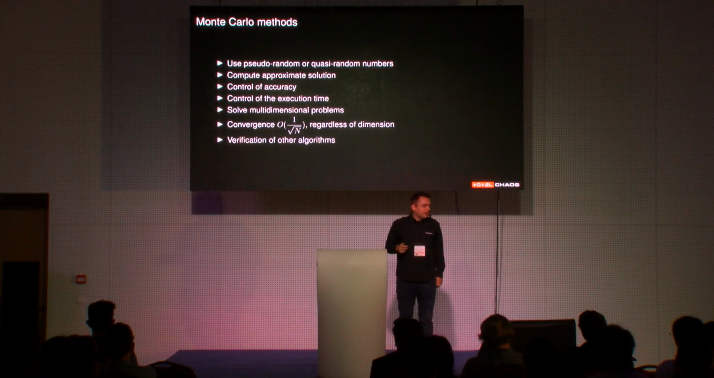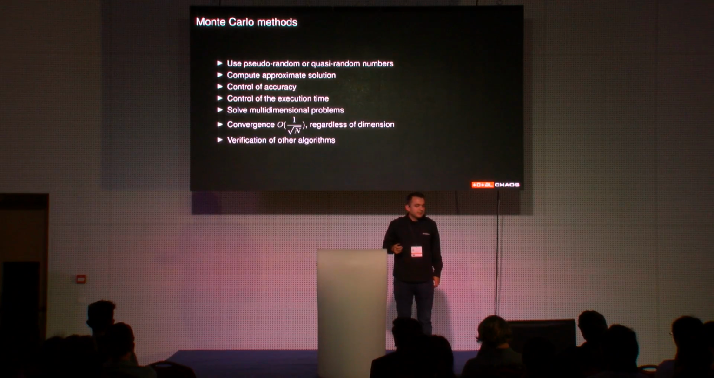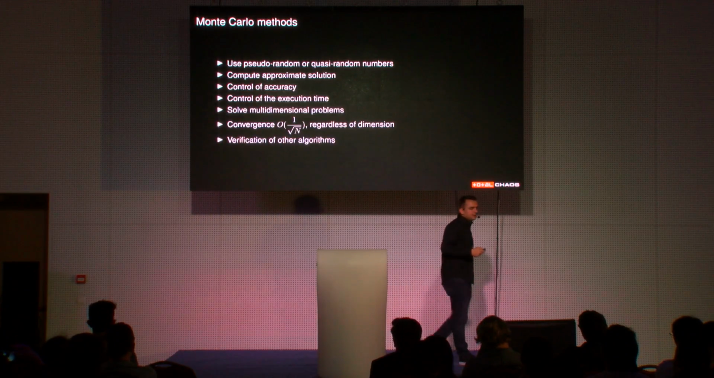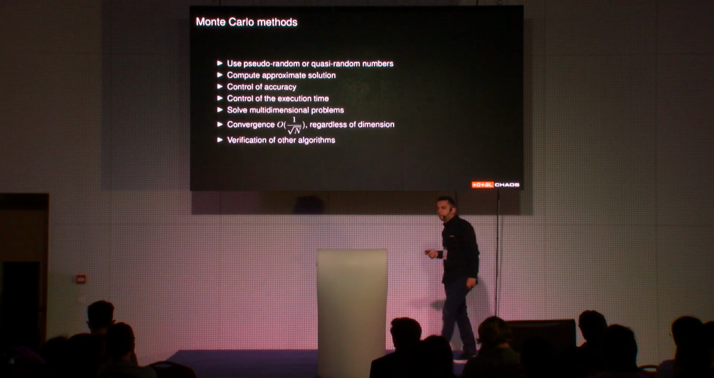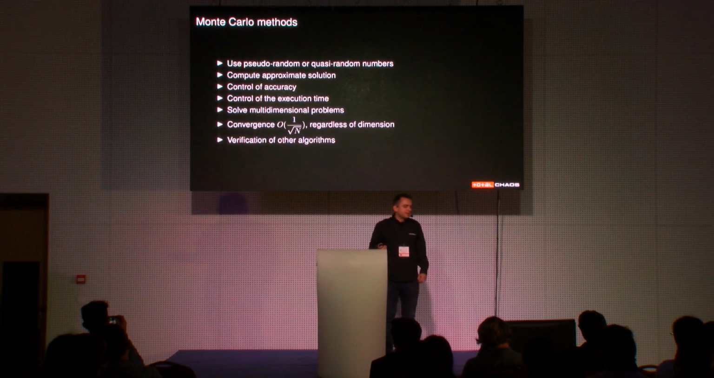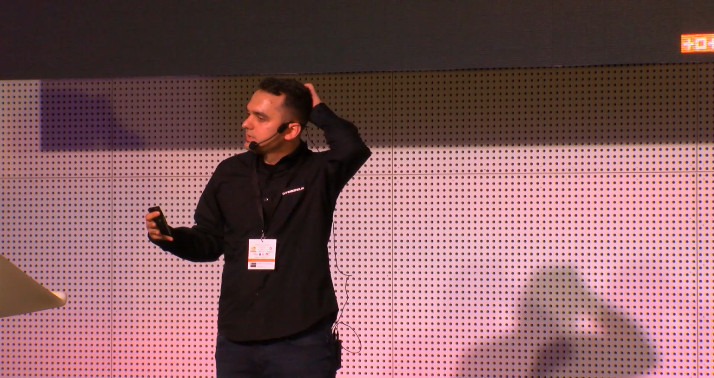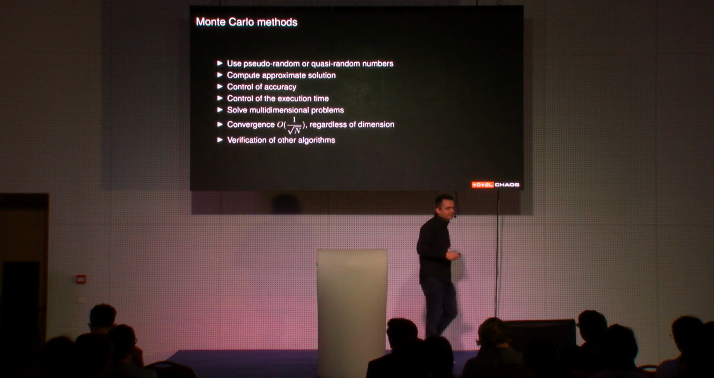So now just a few words about Monte Carlo methods. Monte Carlo methods are numerical methods, basically integration methods. They compute an approximate solution, and they have some very unique properties. For instance, when you compute something with Monte Carlo, you have control of accuracy. You can say, I want my solution to be precisely that accurate, and you can wait until this accuracy is reached.